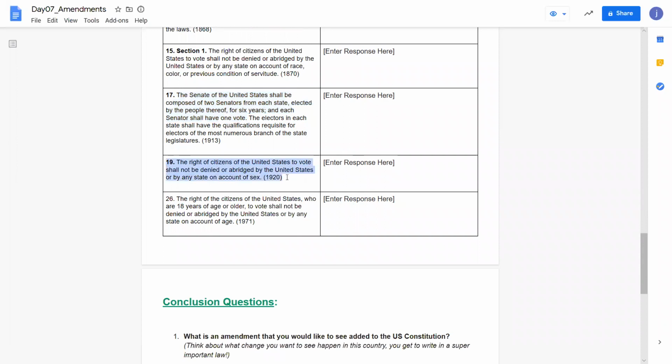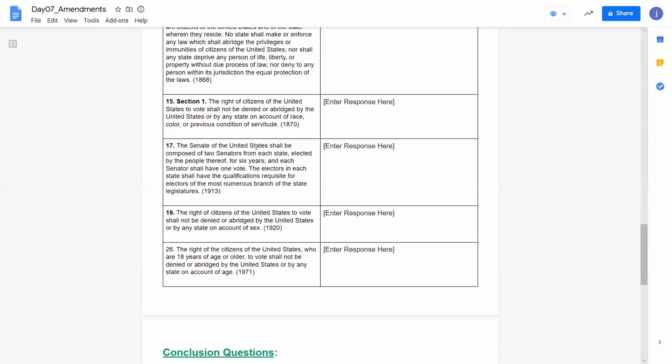19. The right of citizens of the United States to vote shall not be denied or abridged by the United States or by any state on account of sex. So this is similar to what we saw earlier concerning the right to vote. Again, it's saying the right of citizens to vote cannot be denied or abridged. So no one can say no to it, stop you from it, or lessen your right. And this one's about your gender. It doesn't matter what gender you are, you cannot be denied or abridged the right to vote.